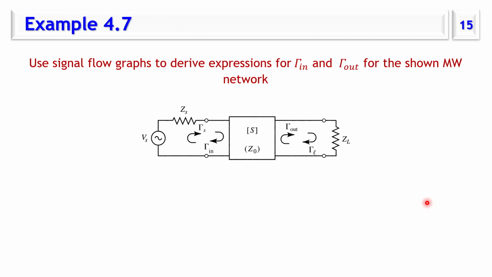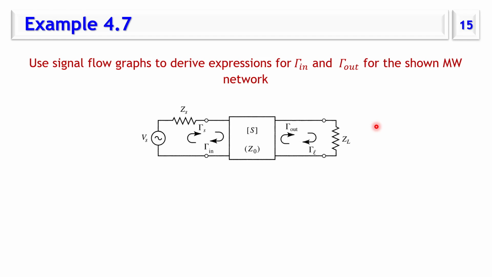Okay, so the example here is requesting to find gamma in and gamma out using a signal flow graph of this network. Gamma in is when we have an incident signal here, and we'll have a reflection from this port. Gamma out is when we have a signal here reflected from the load. It will go to the network and part of it will reflect back.